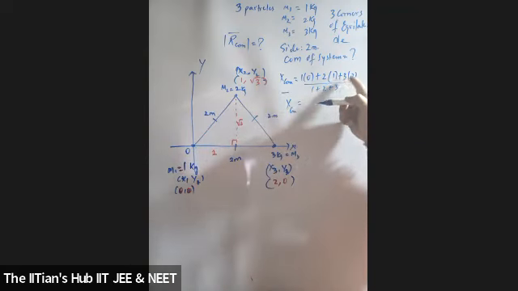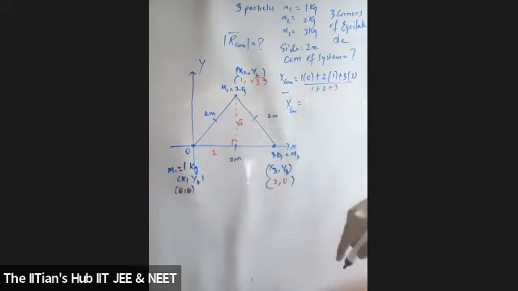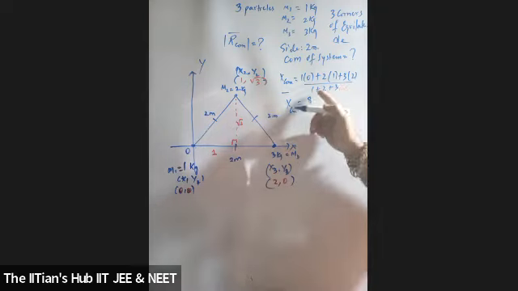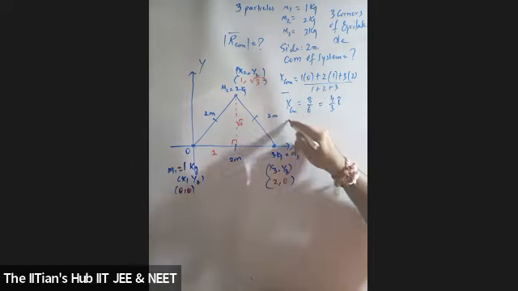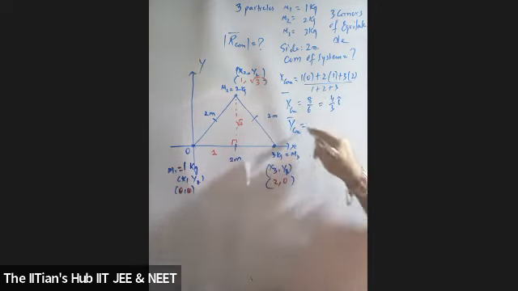This is 2 plus 3 to the 6, 6 plus 2, 8 by 3, 4, 5, and 1, 6. So that is 2 4s and 2 3s. So we can say 4 by 3 i cap. That is your X_CM. What is Y_CM? What will we get it as?